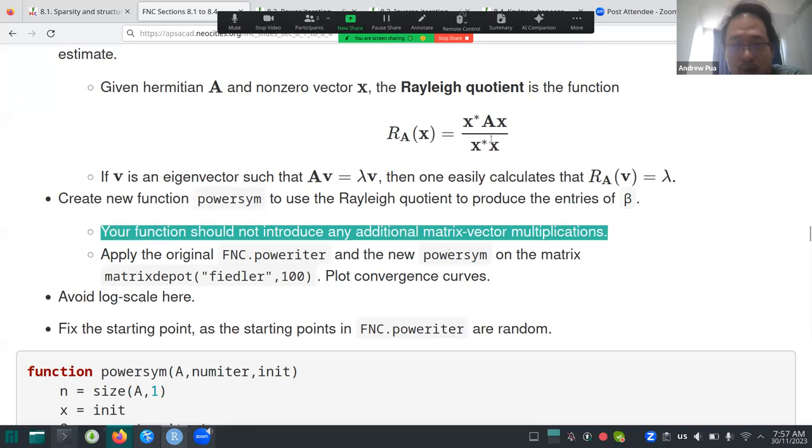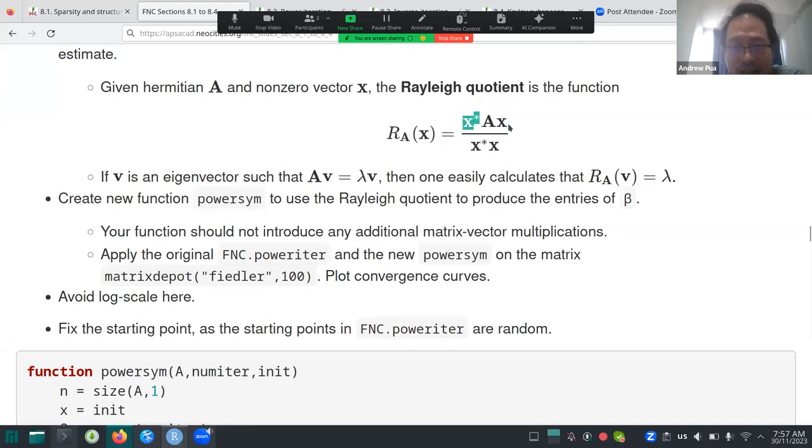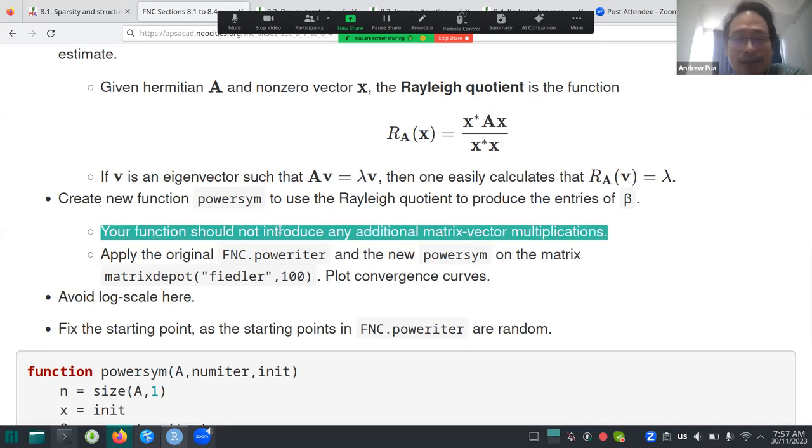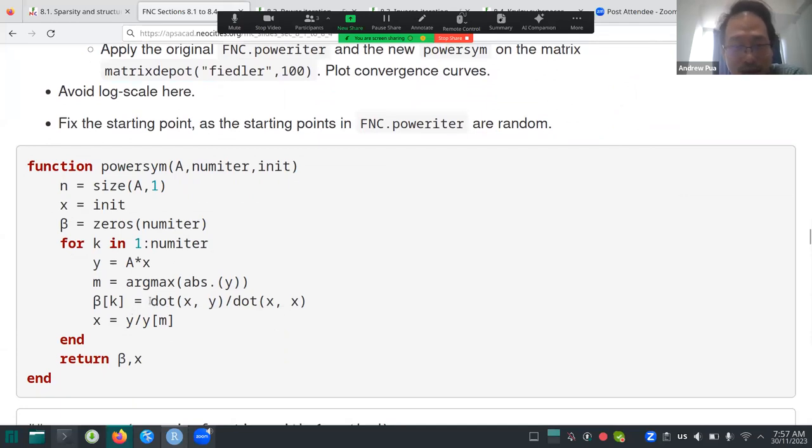What I did here was that because I have to calculate AX anyway, I already have that. The remaining part is really calculating dot products. I'm not sure if calculating those dot products violates the spirit of this restriction, but that's the best that I could do. I just calculate the dot product of X with the Y that was calculated before, and then a dot product of X and X. That will give me an estimate of the eigenvalue using the Rayleigh quotient, okay?